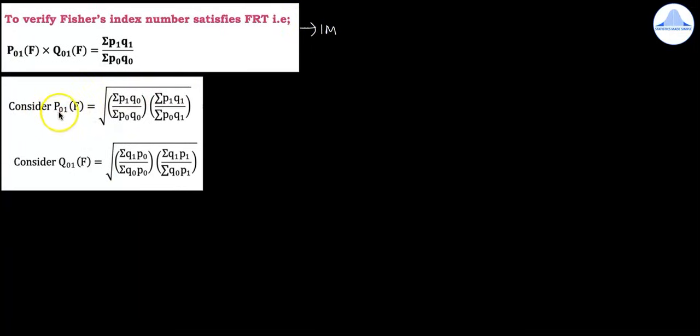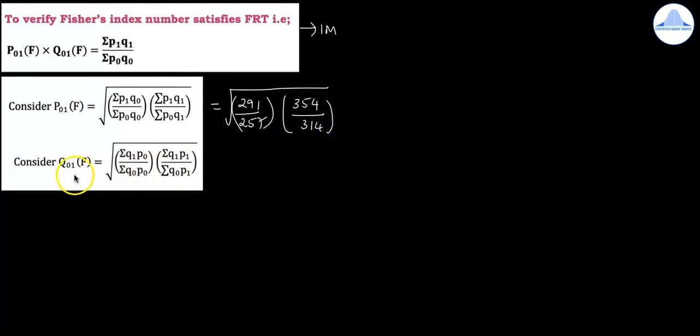Now you would already have this calculation in your answer booklet. Here I'm just writing the formula again, but it's not necessary for you to write the P01 of F formula again because you have already done this step in the TRT condition. So you write the P01 of F formula, and then we will substitute the totals. I'll just redo that part again. So it is 291 divided by 257, into 354 divided by 314.